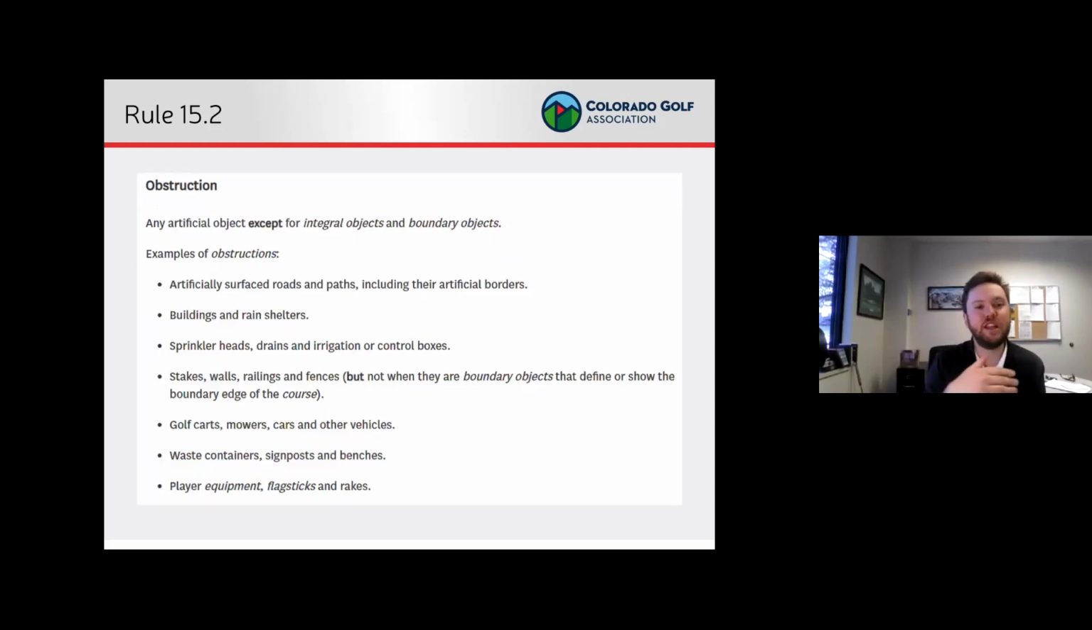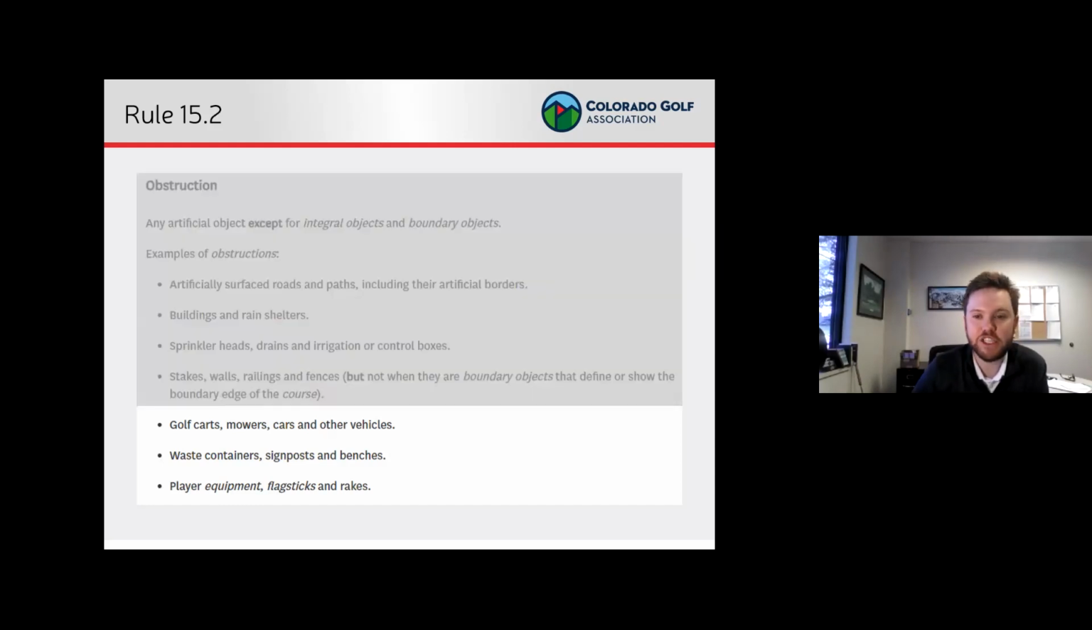Again, we see the same thing like we saw in loose impediments, where for an obstruction, it gives you a list of things. Again, it says any artificial object except for integral objects or boundary objects. And examples of obstructions are artificially surfaced roads and paths, including their artificial borders, buildings and rain shelters. Those are permanent. Those are artificial. Sprinkler heads, drains, irrigation or control boxes, stakes, walls, rails, and fences, but not when they are boundary objects that define or show the boundary edge of the course. Again, that goes back to that first little sentence there. And then golf carts, mowers, cars, and other vehicles. And right here, again, we've kind of separated these. So anything above here, that's an immovable obstruction.